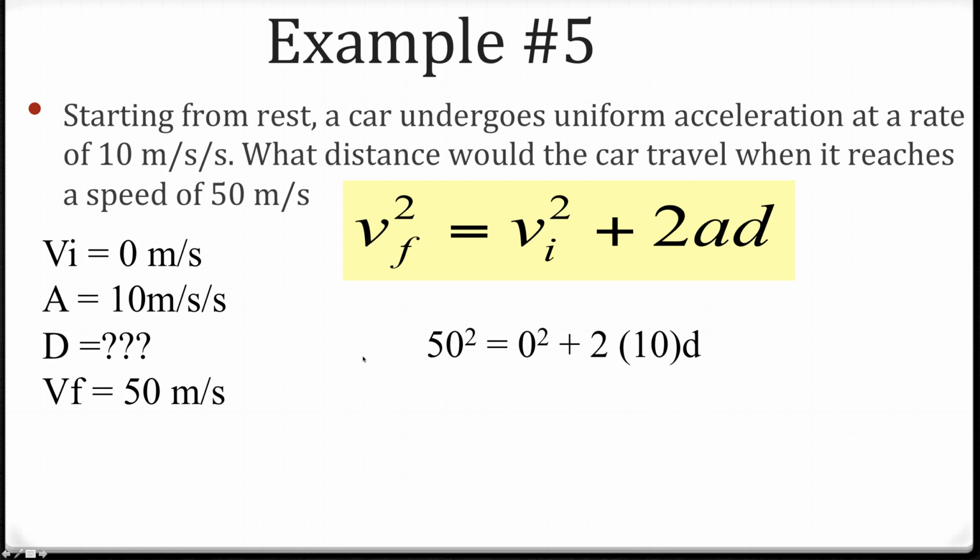So plug in 50 squared equals 0 squared plus 2 times 10. So I'm going to simplify that. 50 squared is 2,500. 2 times 10 is 20. And 0 squared is just 0, so it just goes away. So then you would just divide 2,500 by 20, and you get 125 meters.